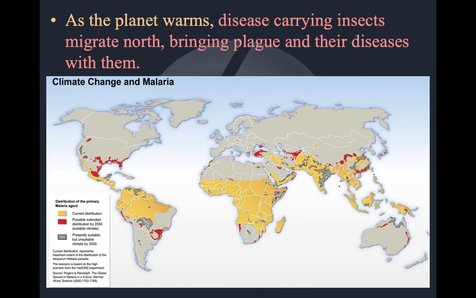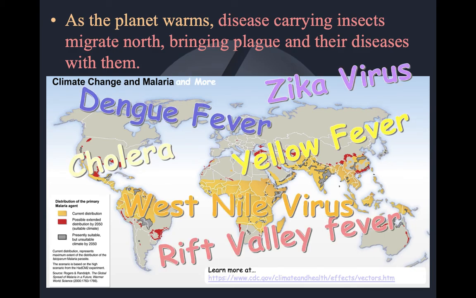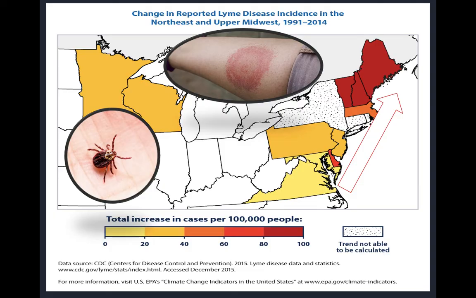As the planet warms, disease-carrying insects are going to be able to migrate north. They're going to have a wider range of areas they can survive in. They're going to bring their disease with them, okay? Things like malaria, which thankfully we don't have to deal with very much here. Zika. One thing we do have to deal with here, Lyme disease. And I think you would agree that Lyme disease is definitely spiking.